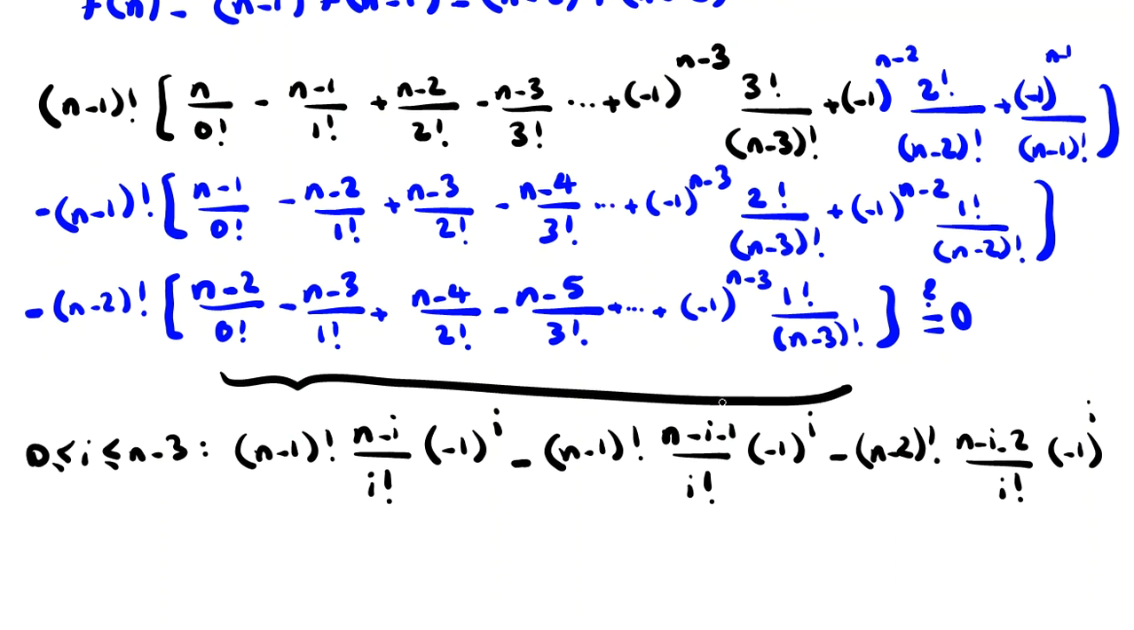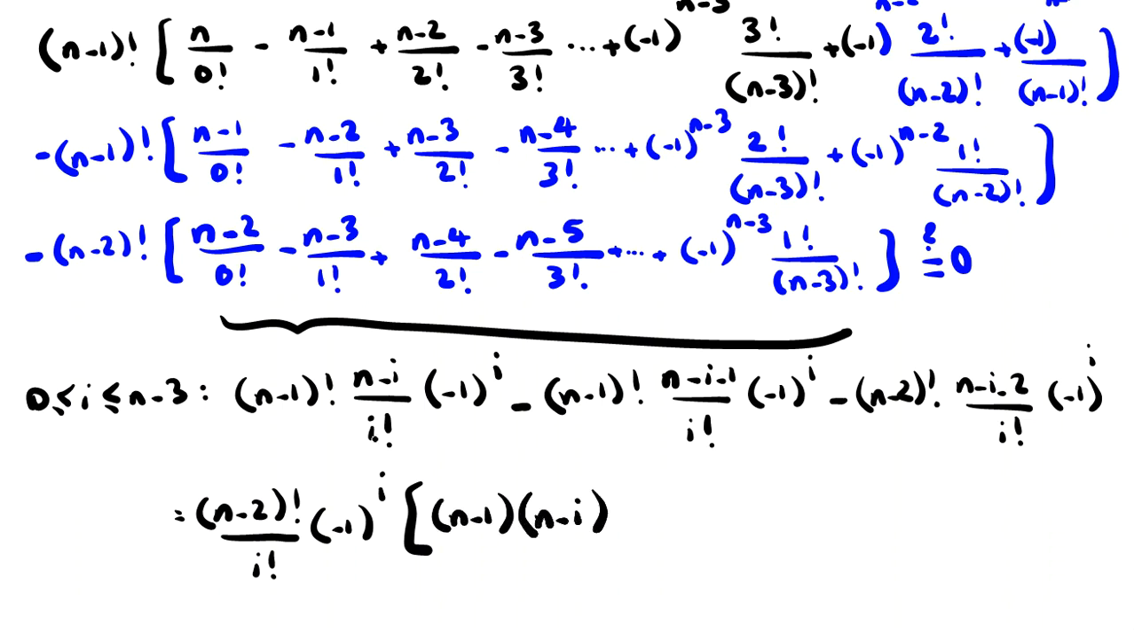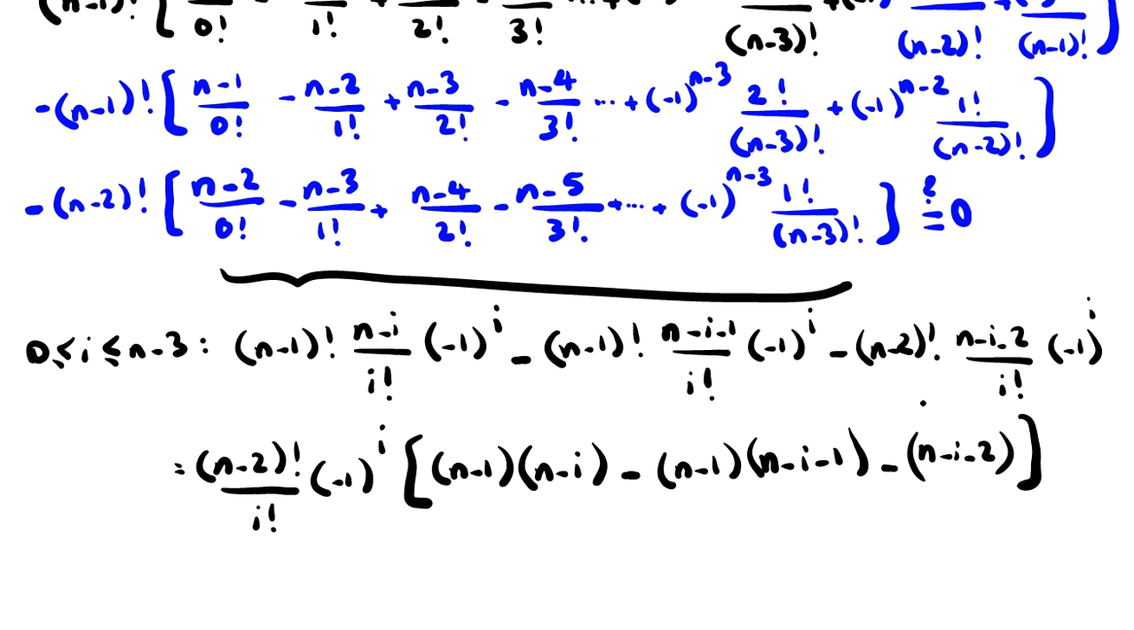We want to simplify this, so let's see what we have. In all of them, we have n minus 2 factorial. In all of them, we have I factorial. We have negative 1 to the power of I. So it will be what? N minus 1 is left here times n minus I. In all of them we have minus n minus 1 again times n minus I minus 1. Okay, minus n minus I minus 2. Okay, it will be exactly this.